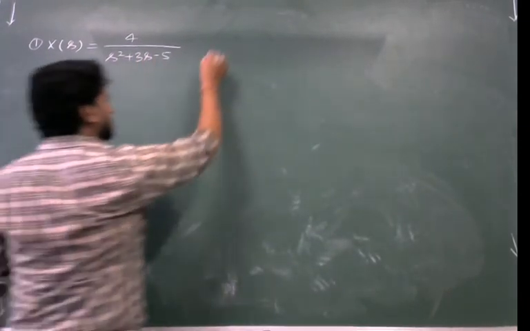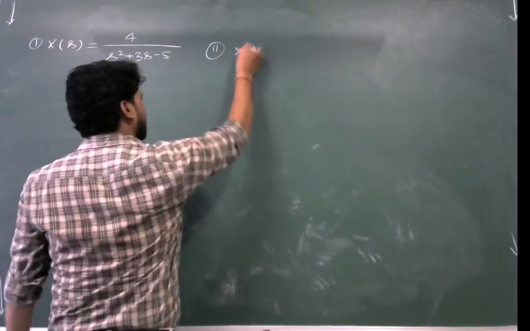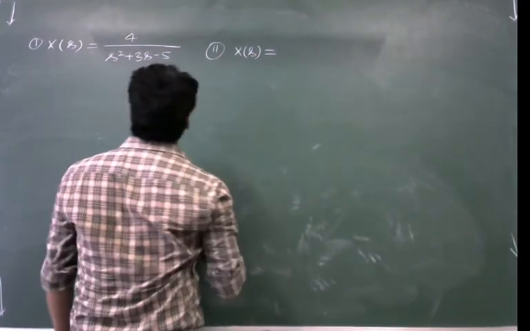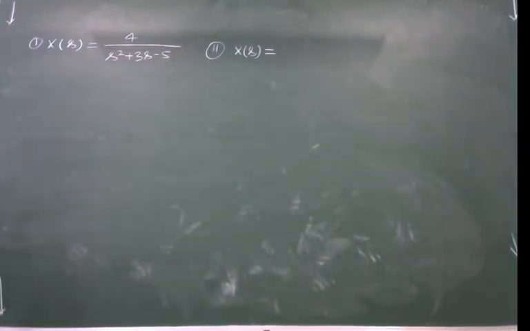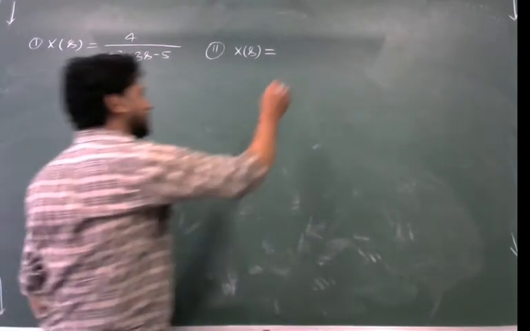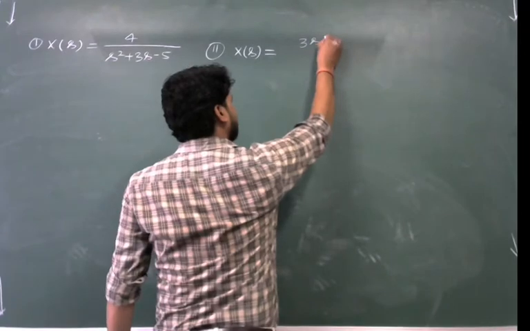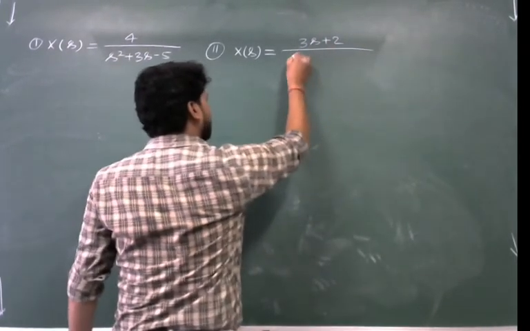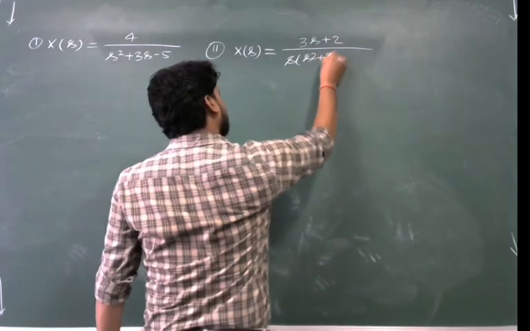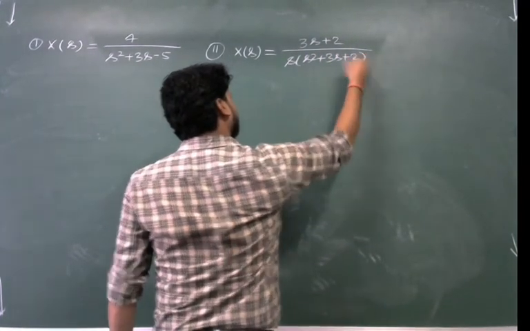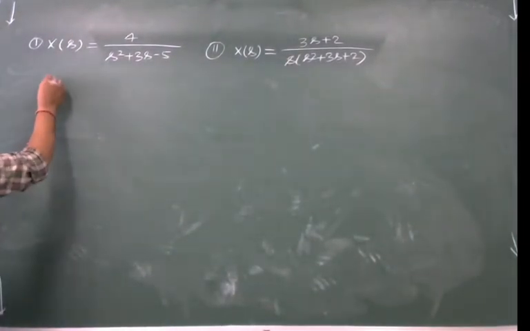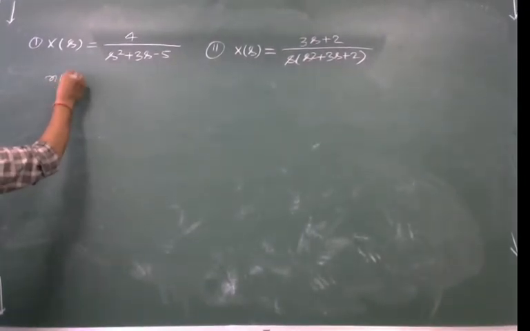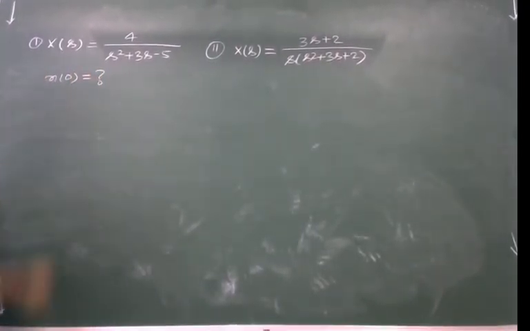And another example says that the Laplace transform of x(t), which is X(s), is expressed as 3s plus 2 divided by s into s square plus 3s plus 2. By using this Laplace transform, we have to get the initial value of the signal in time domain, which means we have to get x(0).